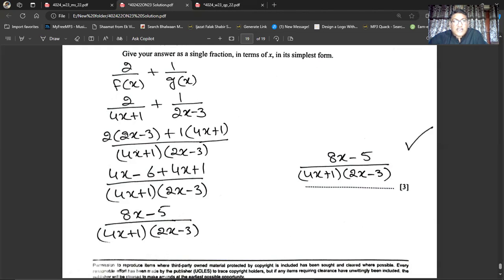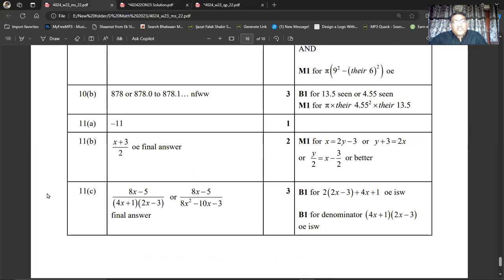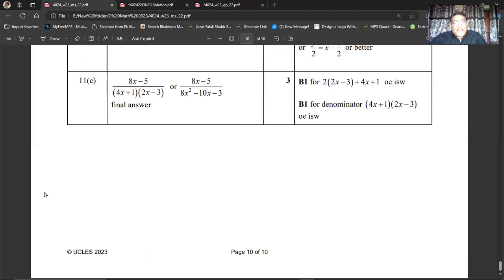So you see, it will become 4x minus 6 plus 4x plus 1 in the numerator. In the denominator, just keep these two brackets. So upstairs, you will have 8x minus 5. And downstairs, you will have 4x plus 1 in one bracket and 2x minus 3 in the other bracket. So this is 8x minus 5 divided by 4x plus 1 into 2x minus 3. So this is my answer. This is how this is done. Let's check. So this answer is right.